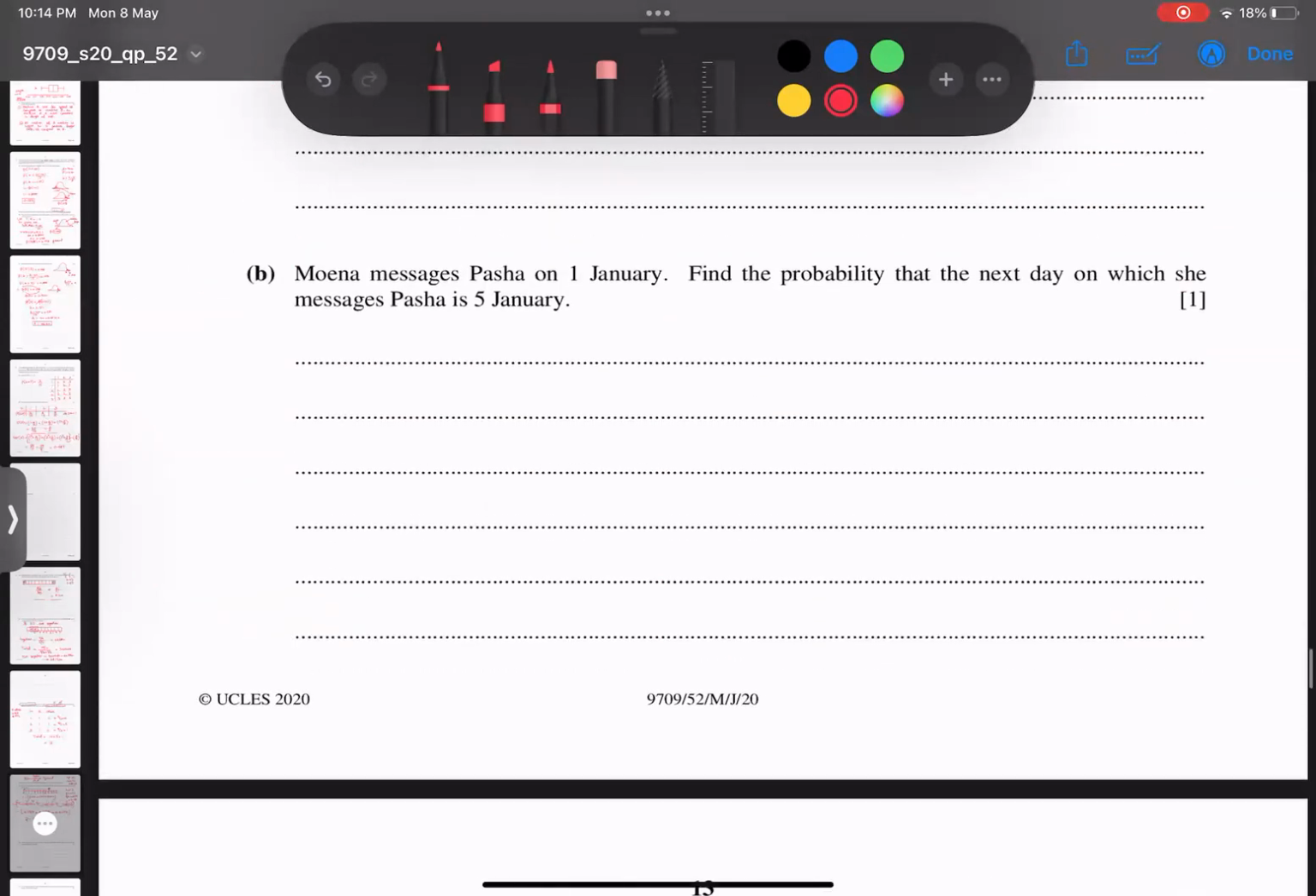What is the next question? Basha messages on 1st January. Find the probability that the next day on which she messages is 5th January. So what is the method here? It means naturally, what are the chances of the messages? P is 0.72, and what is the other one? 0.28. You know it very well.